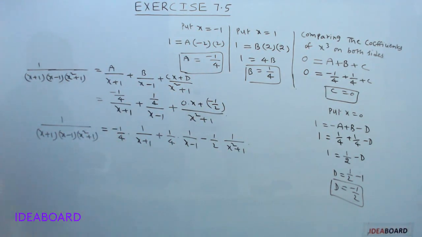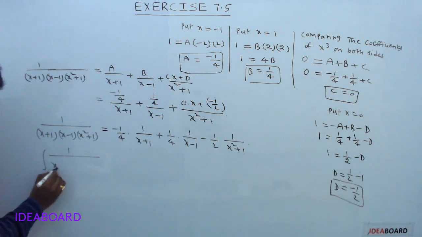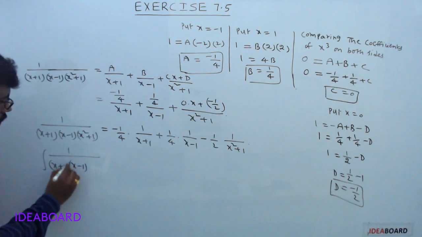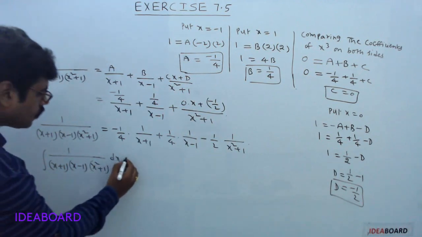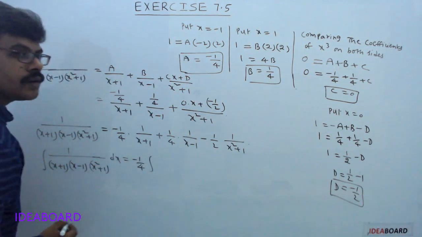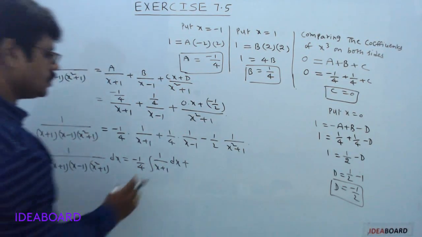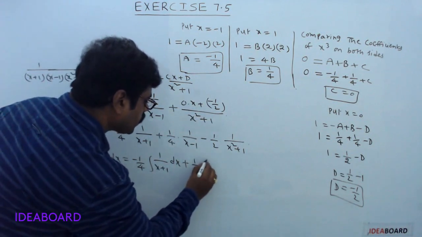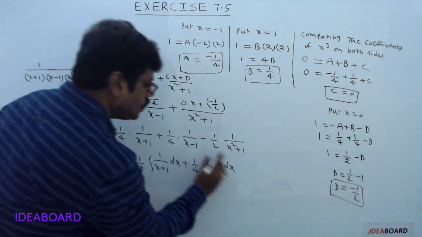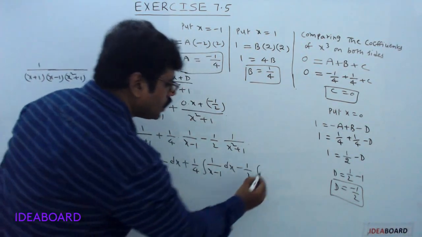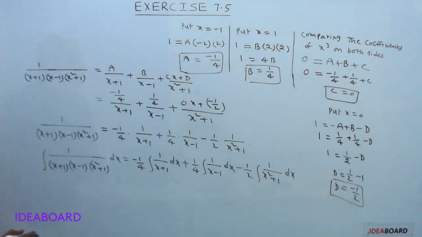Then integrating on both sides with respect to x. So this is the integral of 1 divided by x plus 1 into x minus 1 into x square plus 1 dx, equal to minus 1 by 4 into integral 1 by x plus 1 dx, plus 1 by 4 into integral 1 divided by x minus 1 dx, minus 1 by 2 into integral 1 divided by x square plus 1 dx.